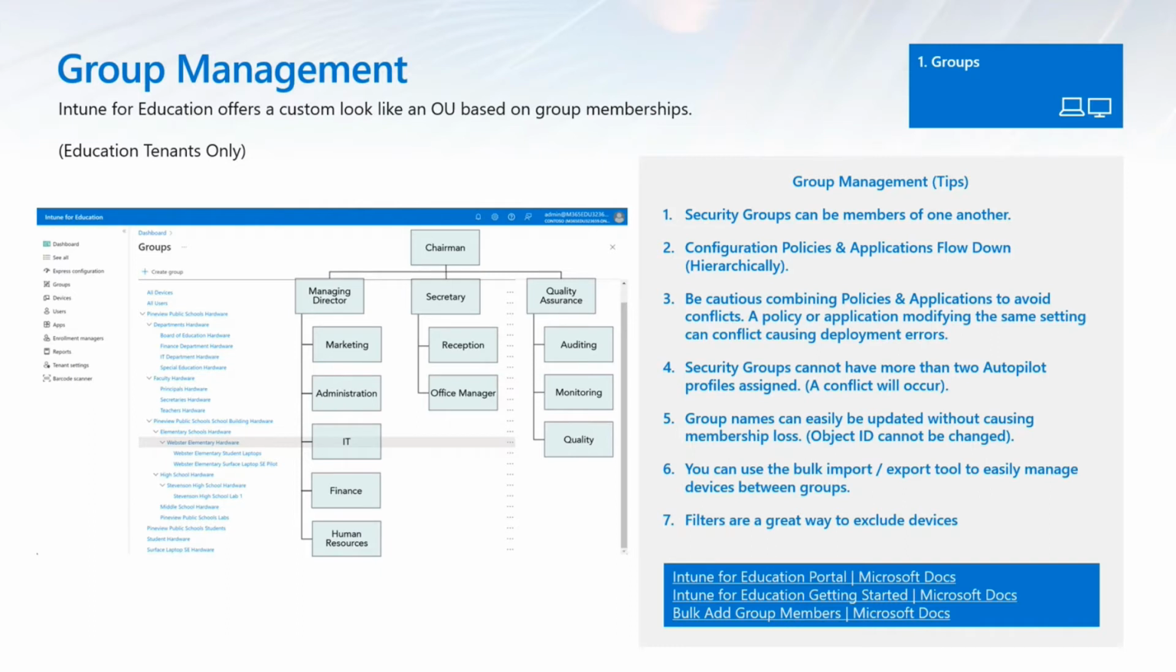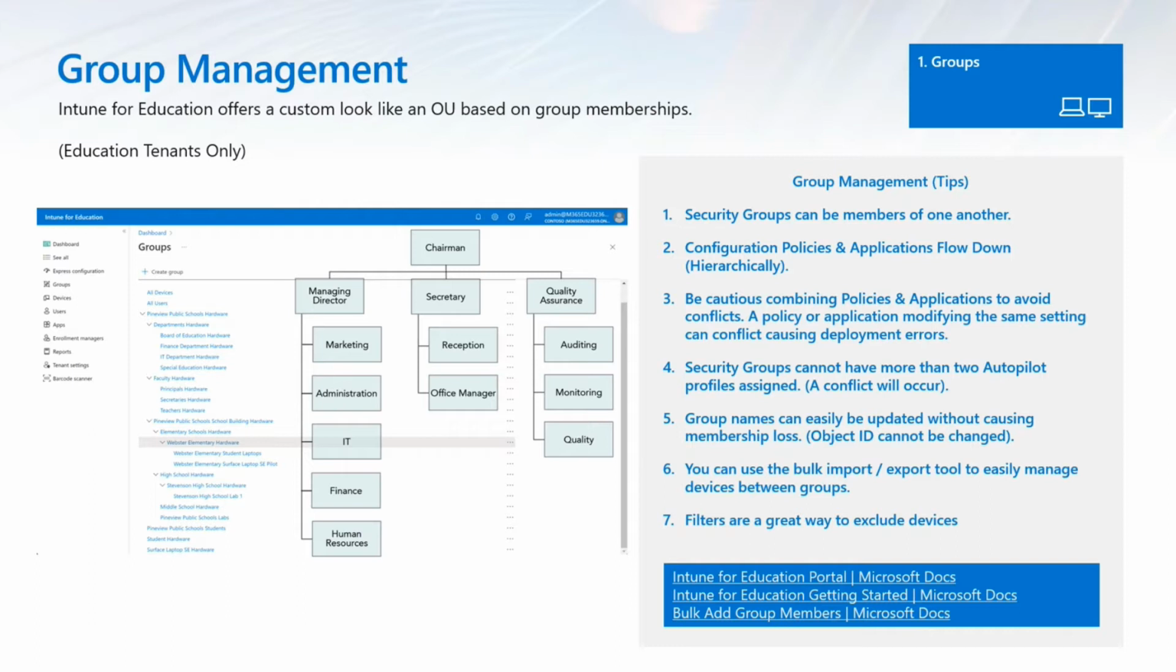Here in the middle of the picture, I just grabbed a generic flow diagram of what an organization might look like. You can see how the tree flows down and things flow into each other. If you look at the Intune for Education photo, you can see a similar thing where things are flowing down underneath one another. For example, for Pineview Public Schools hardware, if you applied a policy or an application at that level, it would flow down to all the other subgroups and devices underneath it. And Intune for Education is the only portal that will show it to you in this fashion.